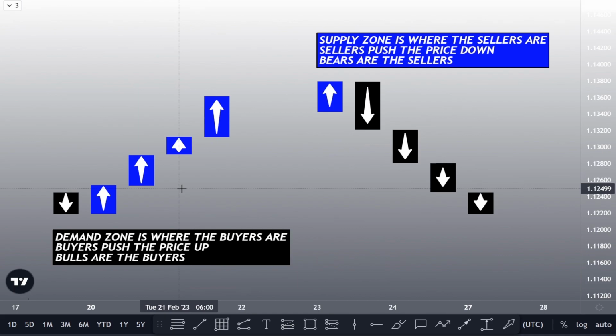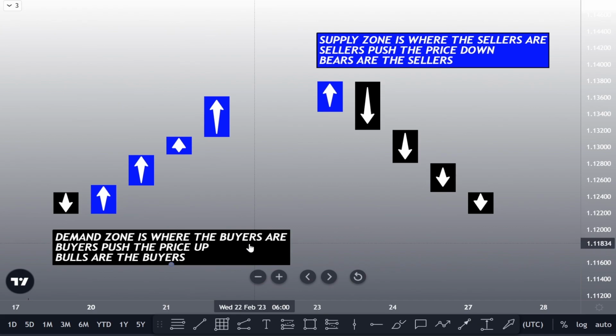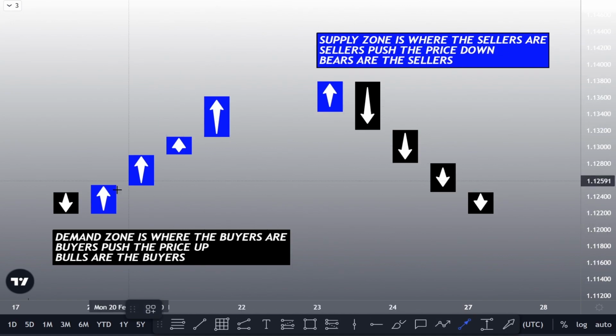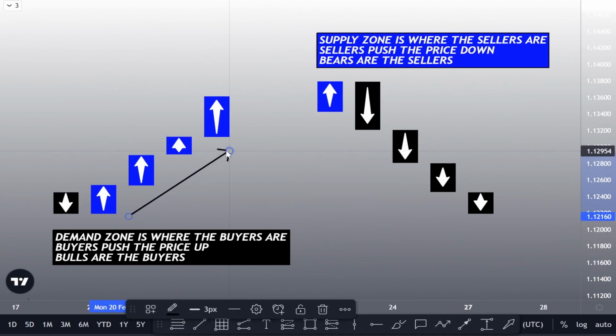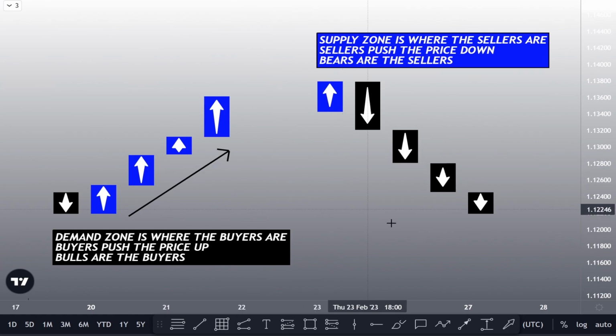Now, how do we identify a demand zone? We need to find exactly where the buyers are in the market so that when the price returns to a demand zone, we can place our entries and make profit. Here's how you do it. You identify a move in the market like this one. That's a bullish move.